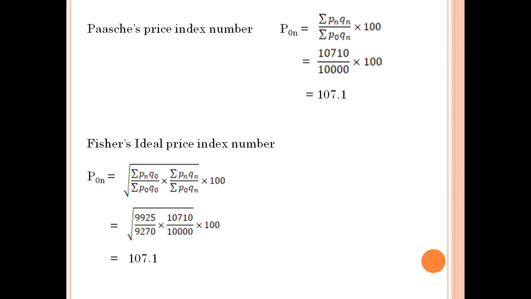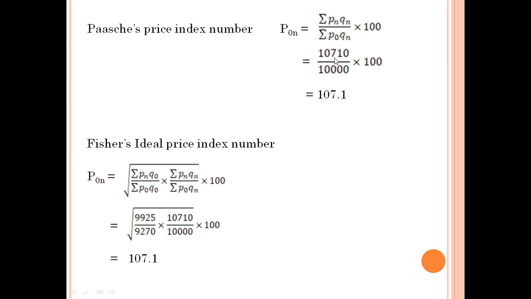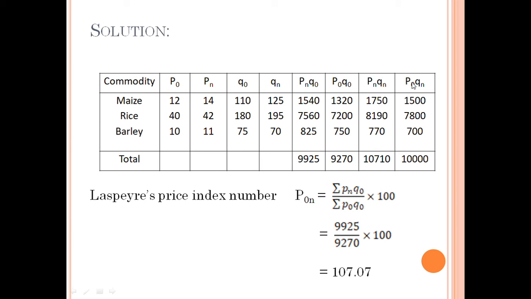Now for Paasche's, the formula is summation Pn Qn divided by summation P naught Qn multiplied by 100. So again we will form two columns: one is Pn Qn and the other P naught Qn. So Pn Qn, we will multiply these both and we get this result, and after taking sum it becomes 10,710.